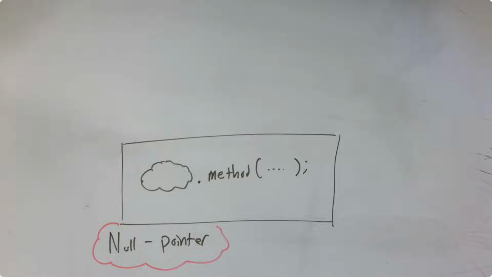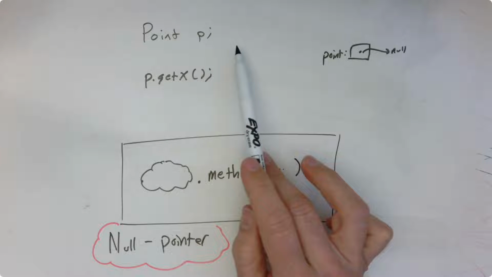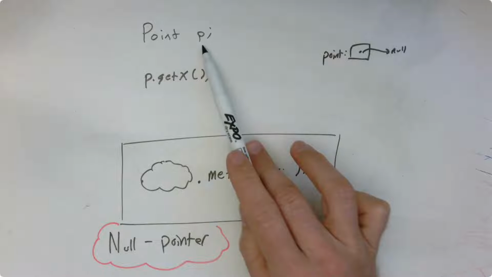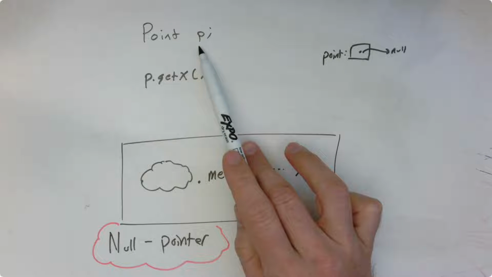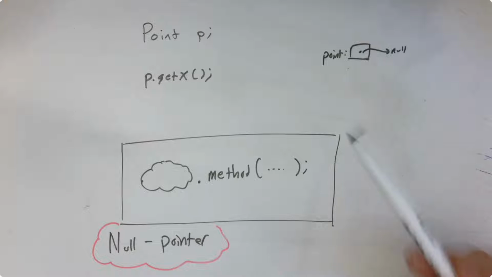So for example, let's pretend we have a point variable called p, but we haven't actually created a point instance. We haven't created a point object to save inside of p. So even though the variable p has been declared and it could be storing a point, what it's actually holding is a memory reference to null. It's holding a memory reference to nothing.